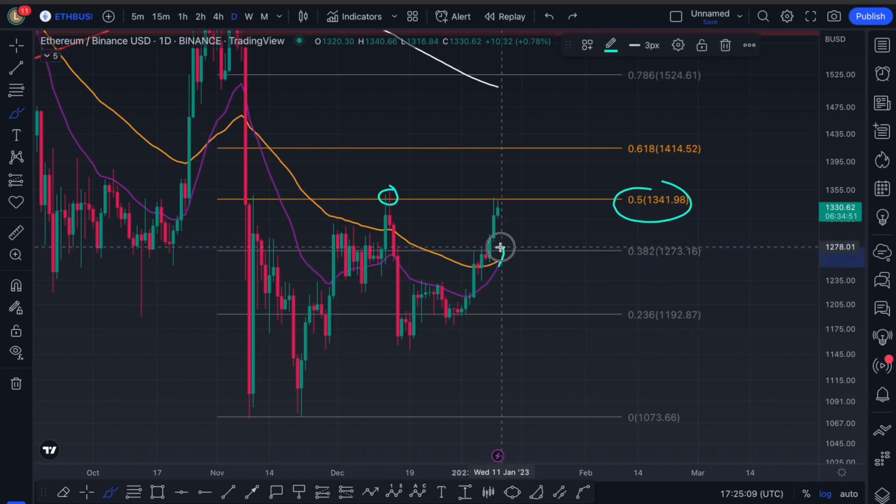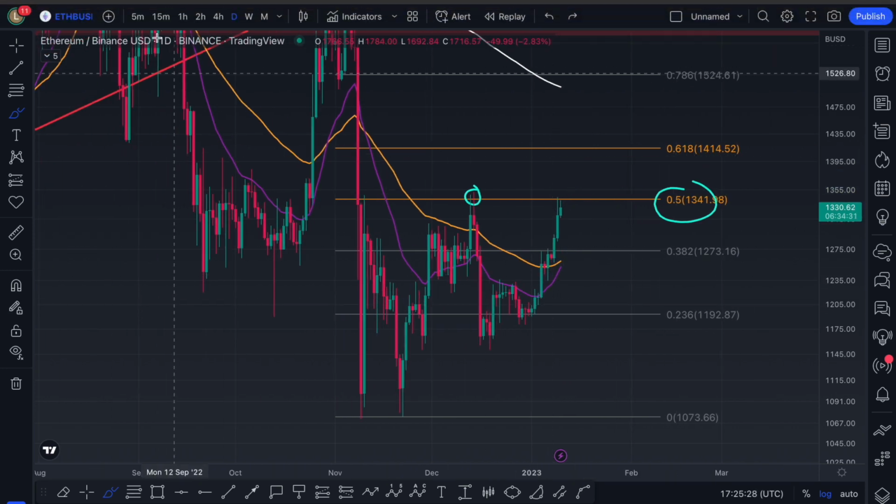But in the short term, we will bounce off this 382 over here. 1,273 will act as a support if we come down there, so it would bring at least a short-term bounce. Then it will decide about here. Will we continue up or down? I will be here tomorrow, so don't worry too much about that.